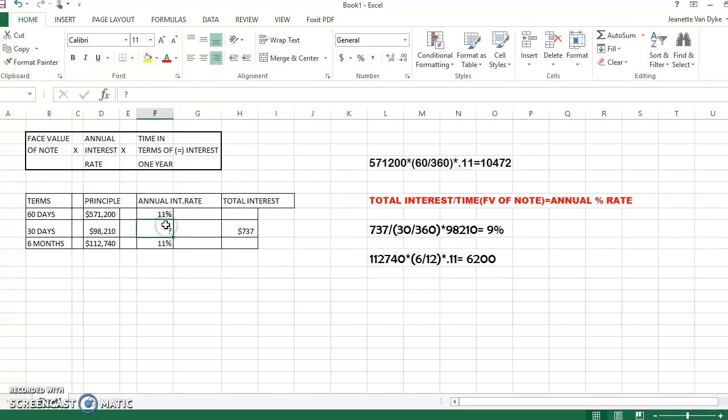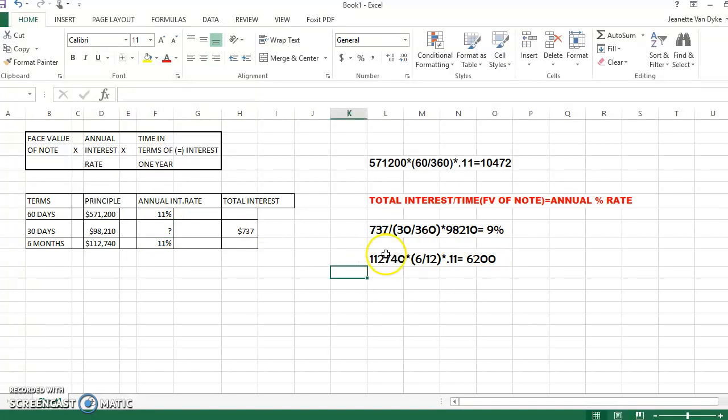Now we're going to use this same conversion here, but we're going to do it a little differently to find the annual interest rate. To find the annual interest rate, we're going to take the total interest, which is what they gave us here, the $737. We're going to divide that by the 30 days out of 360, and multiply that by the principal. When you calculate that all out, you'll get 9% as the annual interest rate. So it's the same equation, we're just moving it around a little bit to find another missing piece.